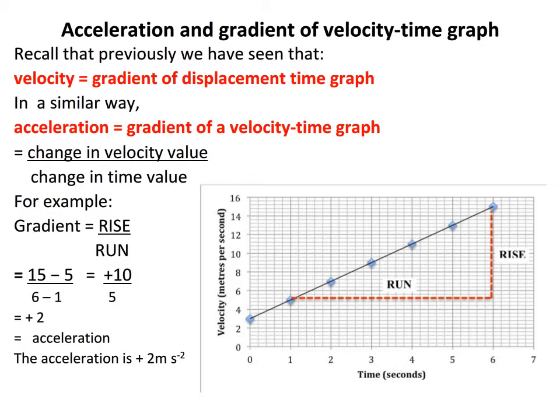For acceleration, the change in the velocity value divided by the change in the time value gives you the acceleration. So we're looking at rise over run once again. In the graph that's there, the rise is 15 take away 5, and the run is 6 take away 1, and we get 10 divided by 5, or 2. So the acceleration is 2 meters per second per second.